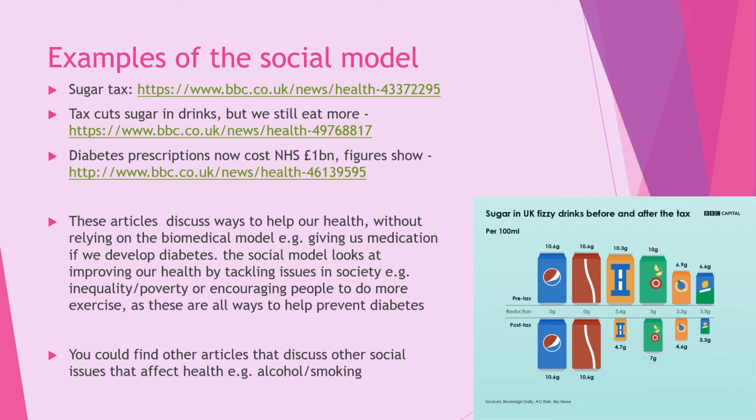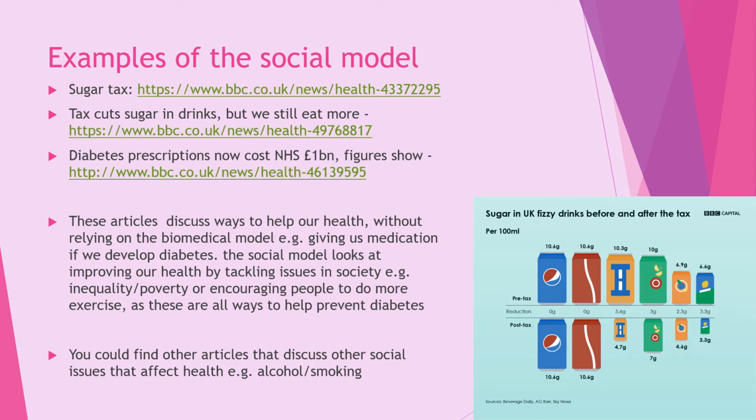So just some examples of the social model in action. Again, some references you can discuss. I think the sugar tax is a really good example of social models of health. So again, it's all about preventing the health and illness increasing. And one of the causes of poor health is poor diet, particularly sugar. And so the sugar tax is designed to try and reduce it.